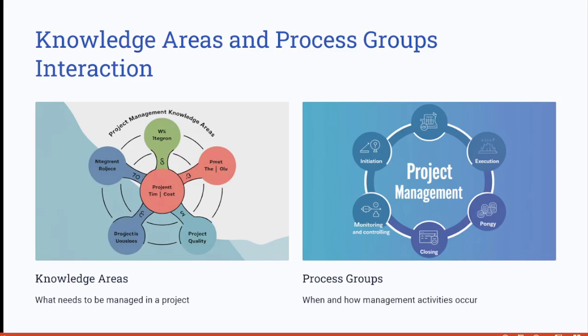Each of the knowledge areas spans multiple process groups: initiating, planning, executing, and so on. The interaction between the knowledge areas and process groups ensures that all of the elements of the project are carefully planned, executed, and controlled.